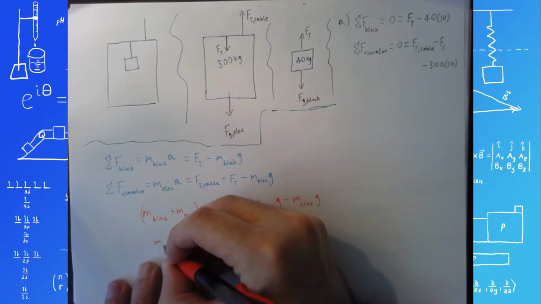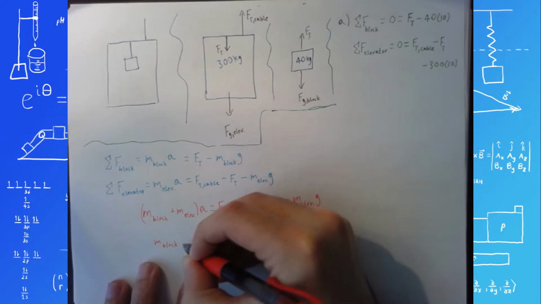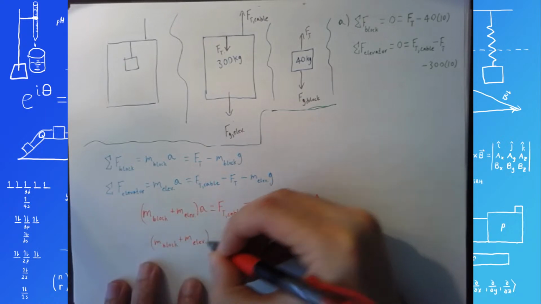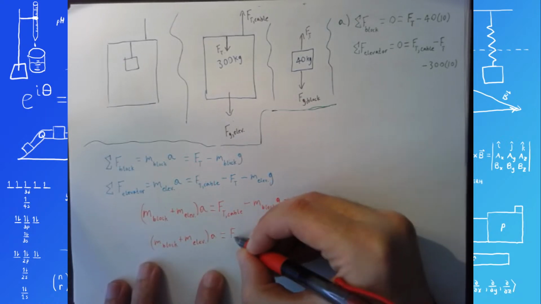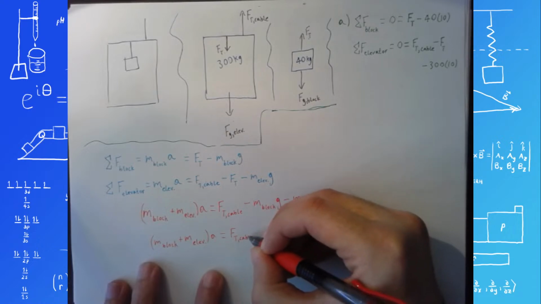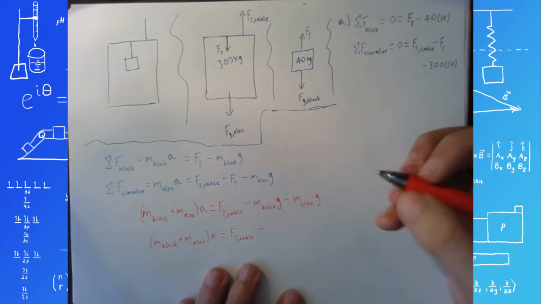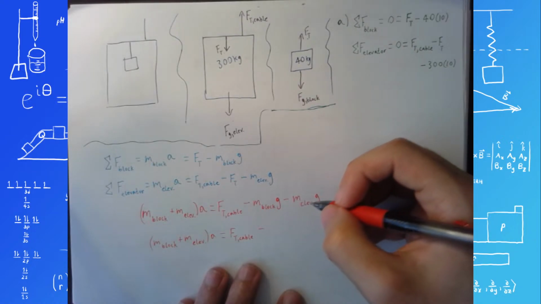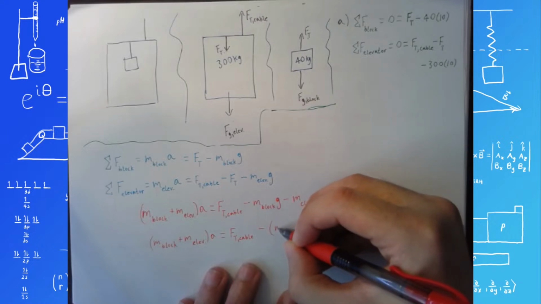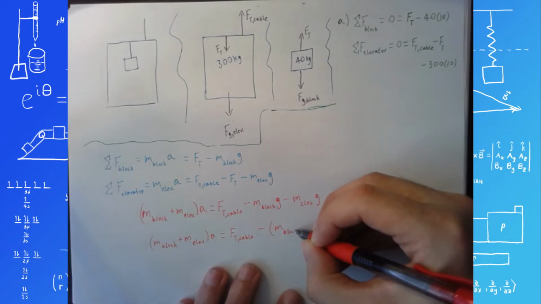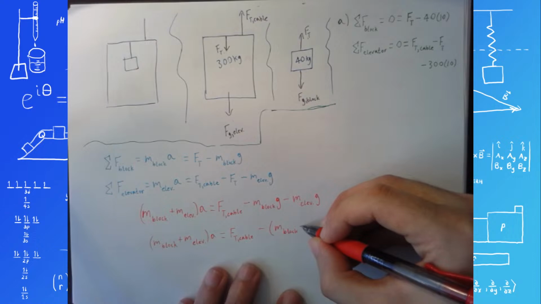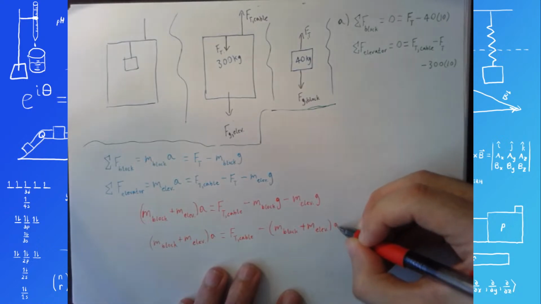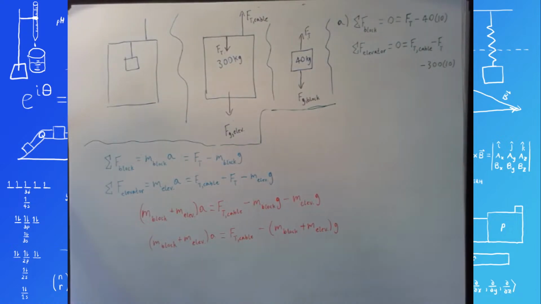So I can do M block plus M elevator, all times A equals force of tension in the cable minus, and then if I factor out the minus G, then this becomes mass of block plus mass of elevator all times G. So this is a bit of a shortcut you can take.